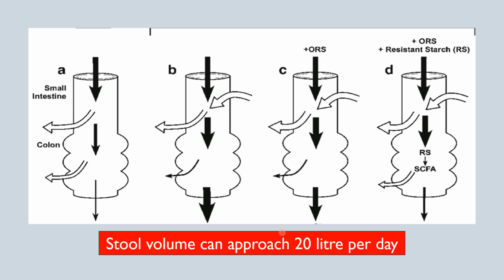Okay, and what will happen? Sometimes the stool volume can be a very large amount, that is 20 liters per day. So we can imagine that if this amount of fluid and electrolyte is lost from the body, it will cause dehydration, and that is the most important cause of high mortality of cholera.